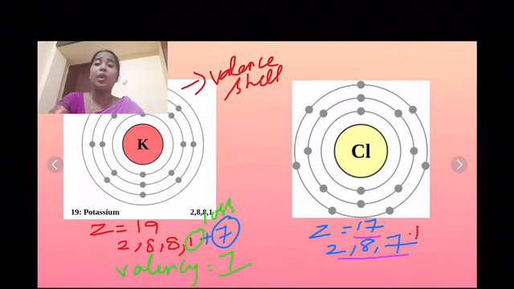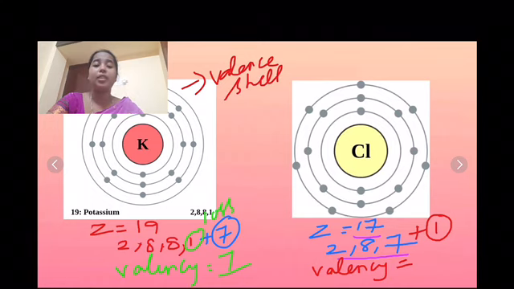But we will have only 7 electrons. So, how many electrons to be added? 1. Yes, to lose 7 electrons is very difficult. So, we can gain 1 electron to the chlorine. So, now the outermost shell became stable. So what is the valency for chlorine? The valency for chlorine is 1.